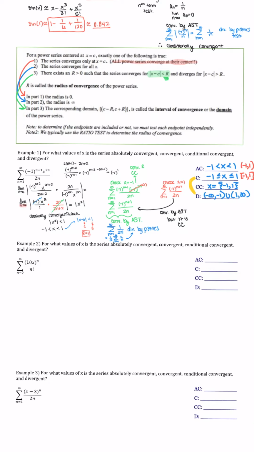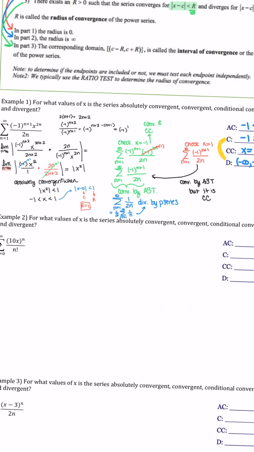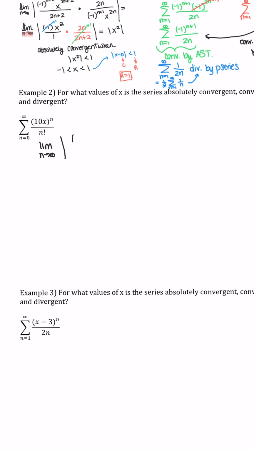Let's take a look at example 2. So it's the same type of problem, just a different series. So since I see the power series, I'm going to go ahead and start with my ratio test. So I have the limit as n approaches infinity of 10x raised to the n plus 1 all over n plus 1 factorial times n factorial all over 10x raised to the n. And now we'll start cleaning that up.